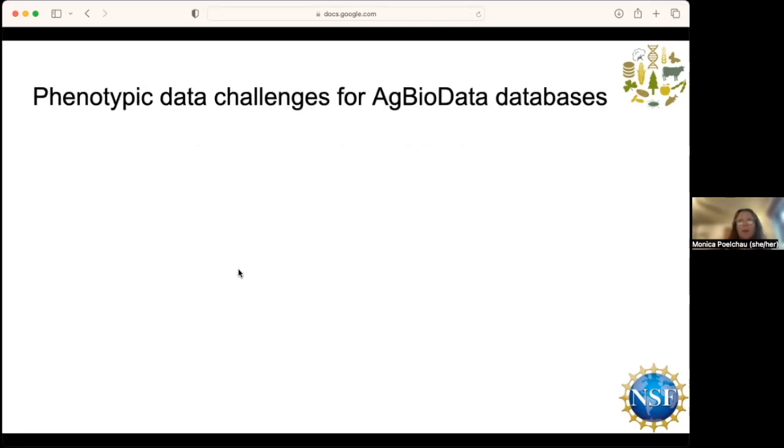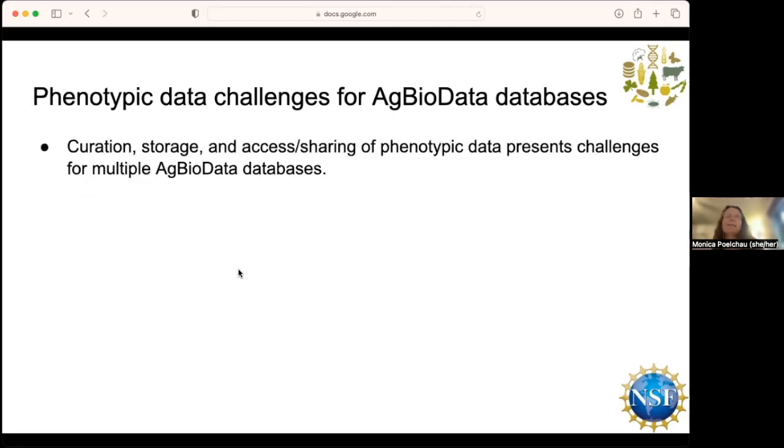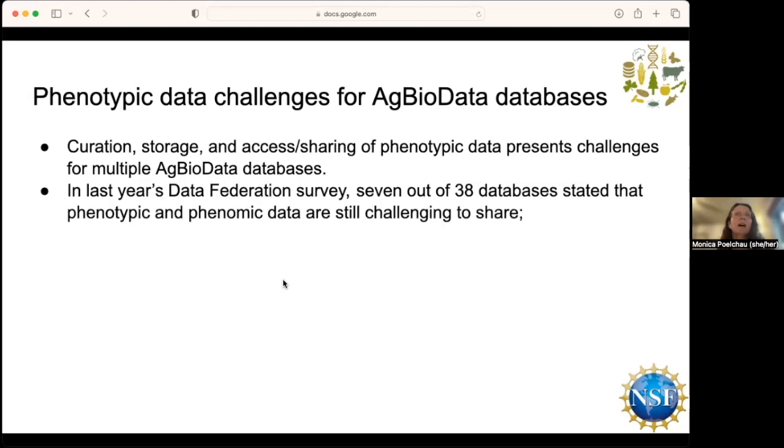So with that, I'll give a little bit of background about why we think this discussion is important and why we're setting this up. So I think we all sort of know, even if we're working with phenotypic data or not, that the curation, storage, and access and sharing of phenotypic data can present challenges for databases. And we've noticed over the past year or two that this is really the case for several AgBioData databases. Here's how we know this.